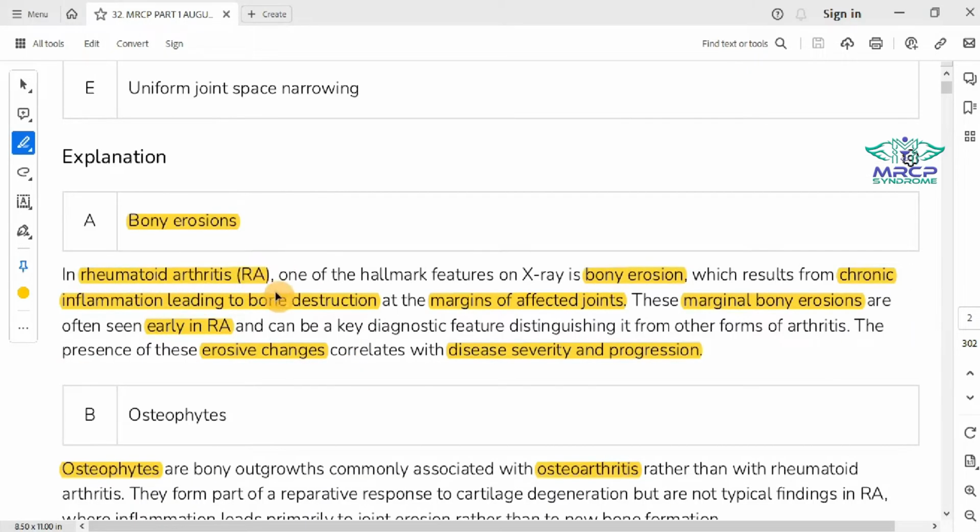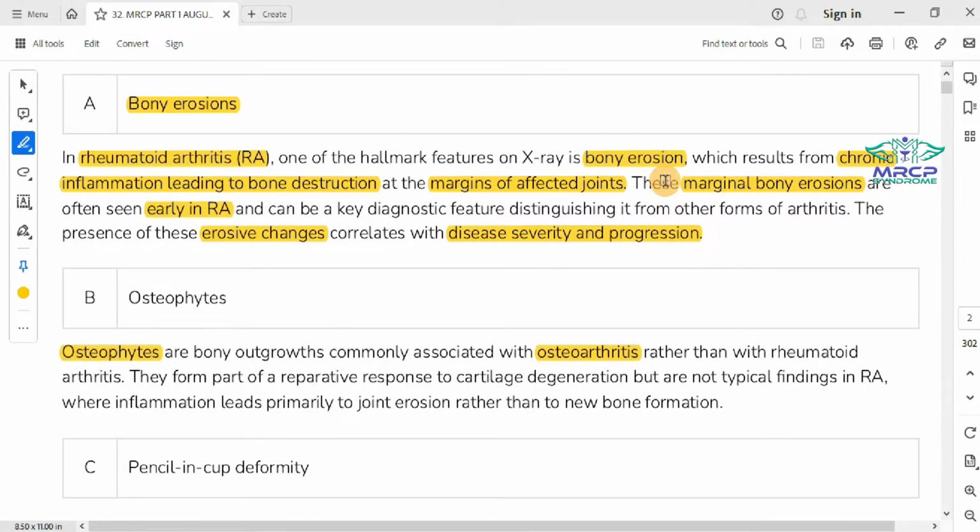In rheumatoid arthritis, one of the hallmark features on X-ray is bony erosion, which results from chronic inflammation leading to bone destruction at the margin of the affected joints. This marginal bony erosion is often seen early in rheumatoid arthritis and can be a diagnostic feature distinguishing it from other forms of arthritis. The presence of these erosive changes correlates with the disease severity and progression.